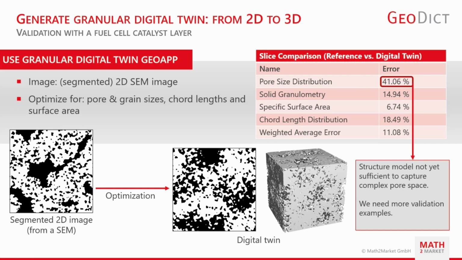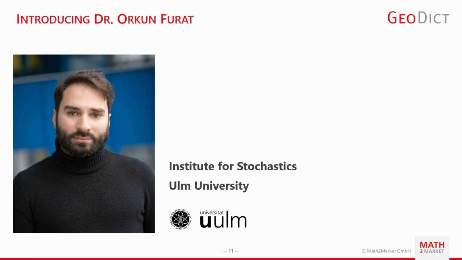But this was like a short overview of all the different applications that you can tackle with this 2D to 3D structure generation GeoApp. And in order to gain a more detailed understanding of the math behind all of this, of 2D to 3D structure generation, I'm very happy to introduce you to Dr. Orkun Furat from Ulm University's Institute for Stochastics, who will give us a presentation on the latest advancements in the academic world. And please welcome Orkun Furat.